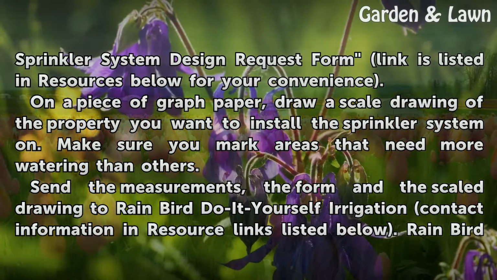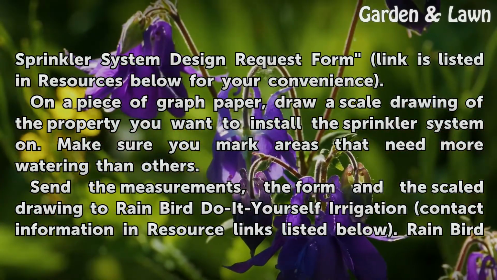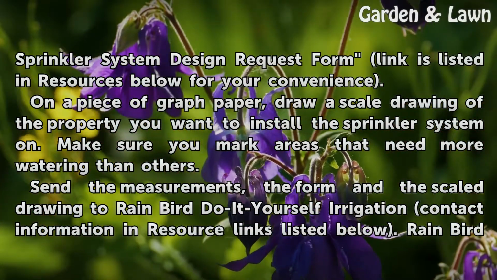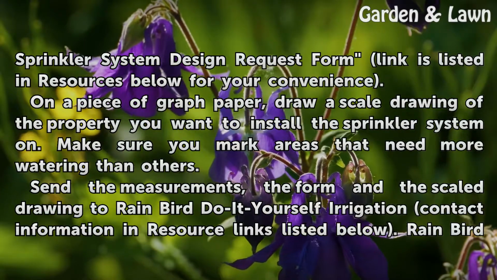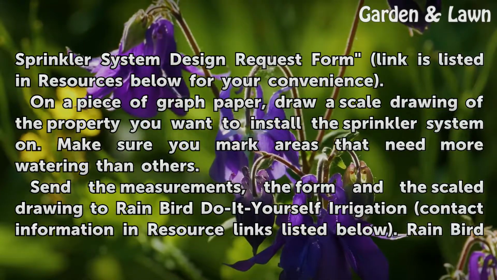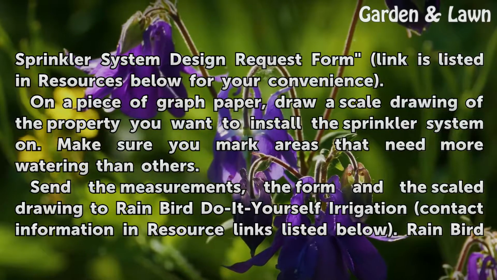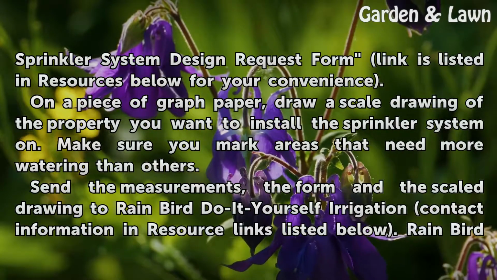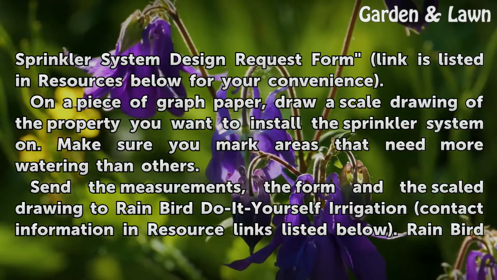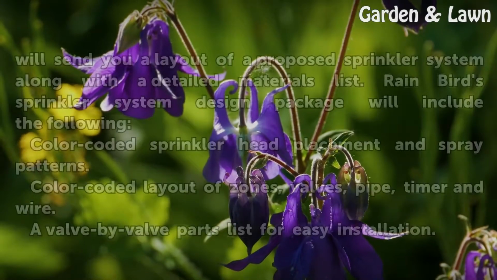On a piece of graph paper, draw a scale drawing of the property you want to install the sprinkler system on. Make sure you mark areas that need more watering than others. Send the measurements, the form and the scale drawing to Rainbird Do-It-Yourself Irrigation. Contact information and resource links listed below.